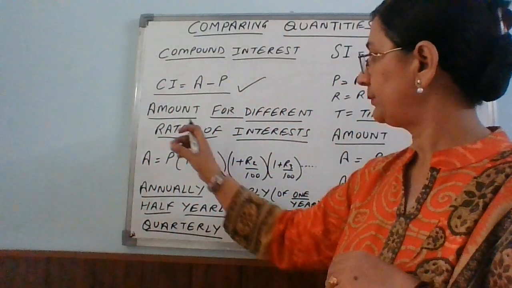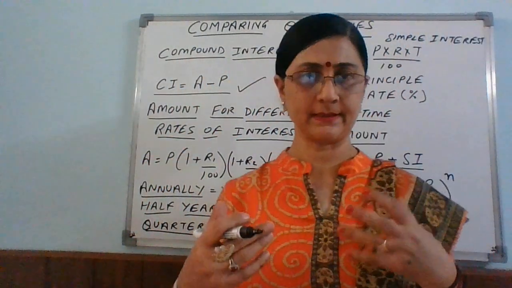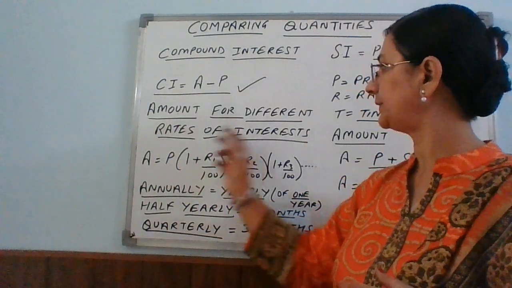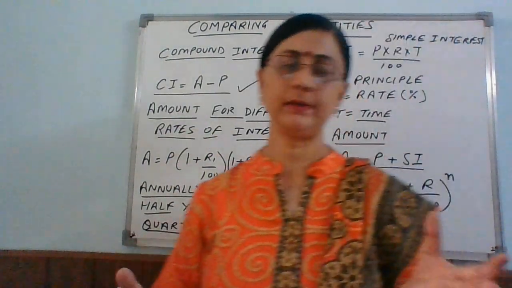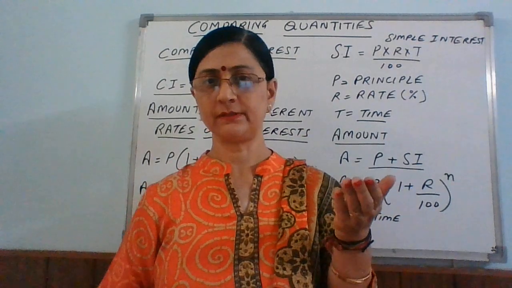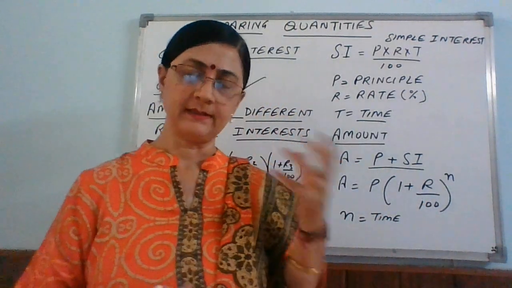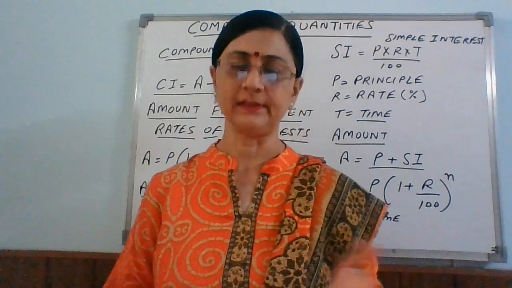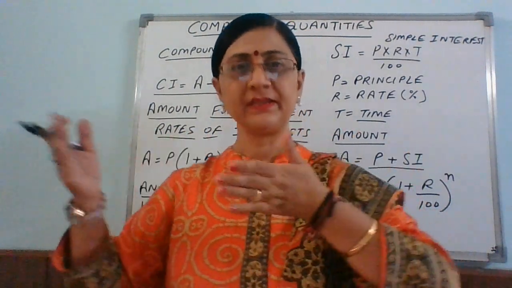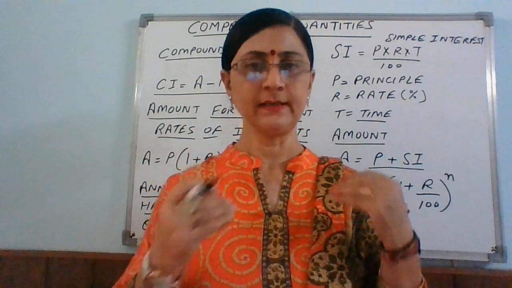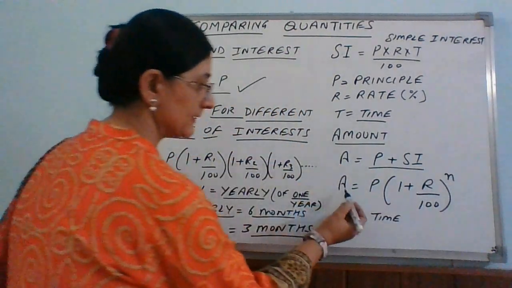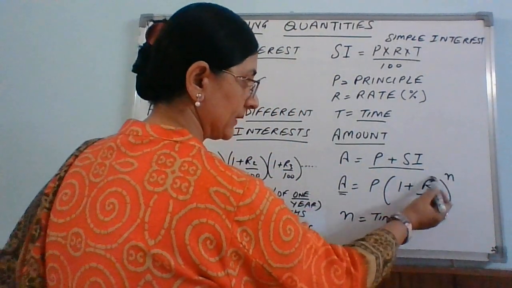Okay, now suppose you have different rates. How to calculate the amount for different rates of interest? Different rates of interest means for the first year it will be 5%, then for the second year 5.5%, then next year 6%, like that. Accordingly we have different rates per year, annually, yearly, right? So how to find this amount here? Here it was only one rate, right?